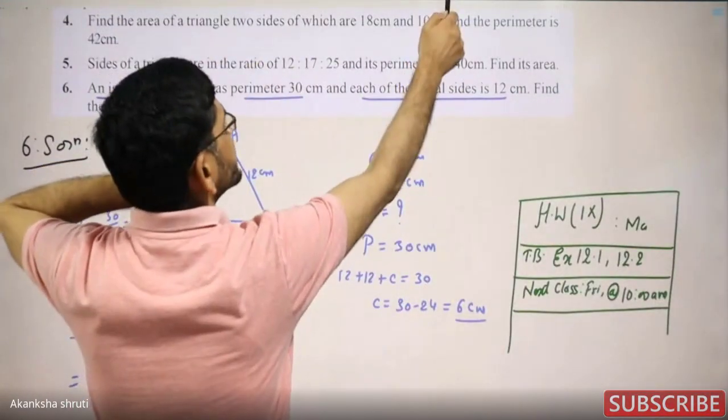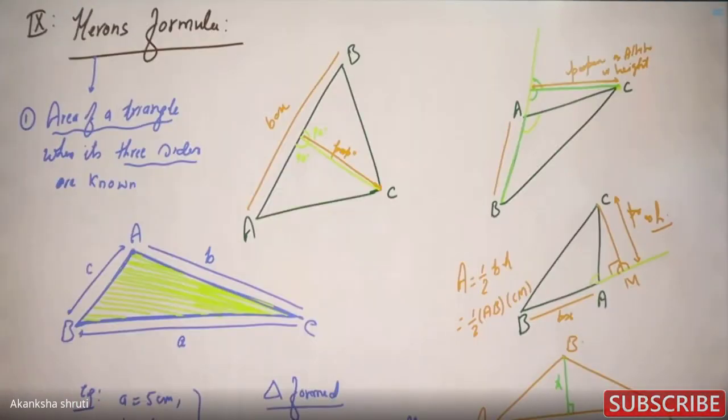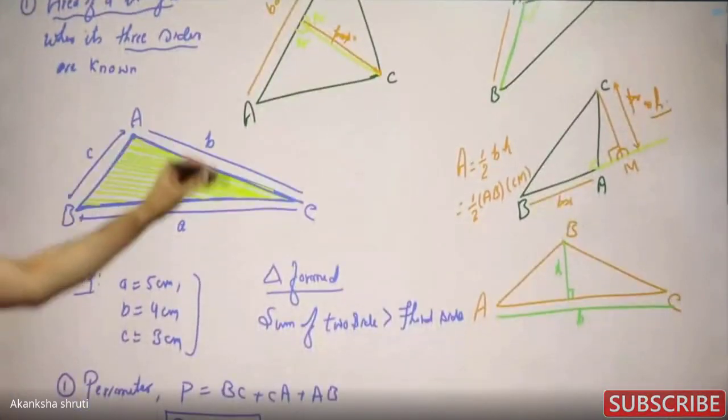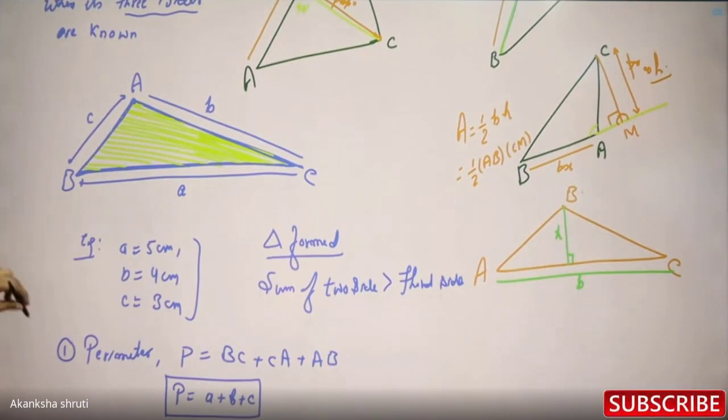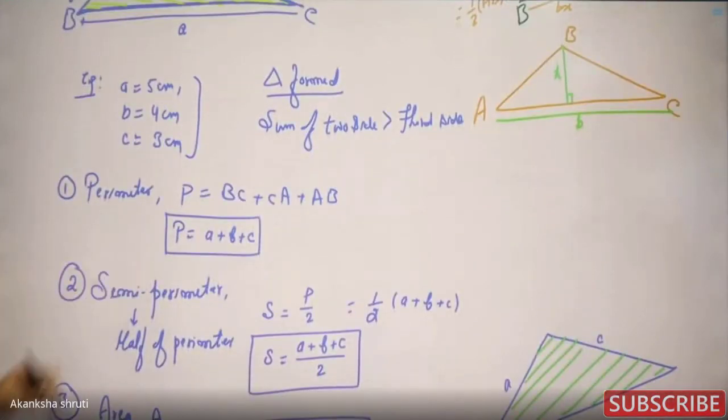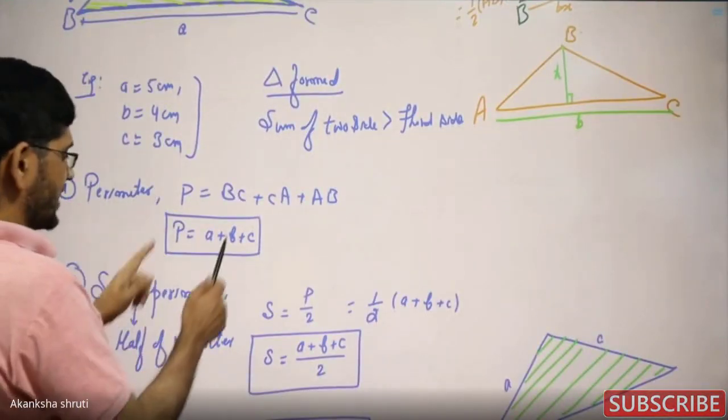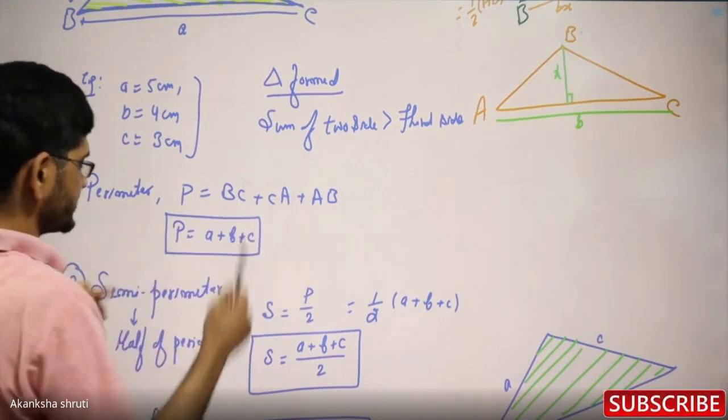Students, let us quickly recap. We had learned that this Heron's formula gives the area of the triangle when all three sides are known. So if the three sides are known, then its area can be calculated. But for calculation of the area, we need to know the semi-perimeter. Semi-perimeter is half of the perimeter. Perimeter is the boundary length.